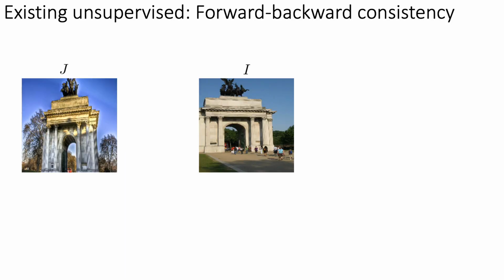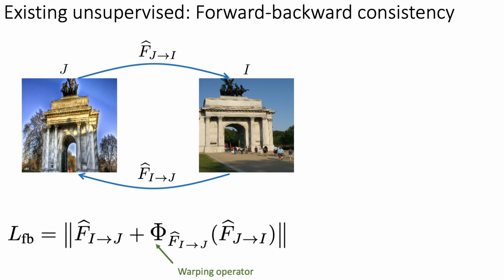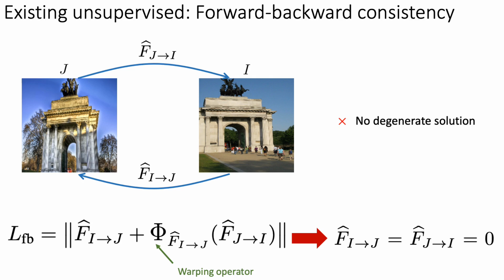Another widely used unsupervised objective relies on the forward-backward consistency constraint. The predicted forward flow relating I to j should be equal to the reverse displacement of the backward flow between j and I. Translating this constraint into a loss leads to the forward-backward consistency objective. However, this objective is minimized by the trivial degenerate solution of always predicting zero flow. Therefore, the network is always biased towards predicting zero flow, even if combined with another loss.